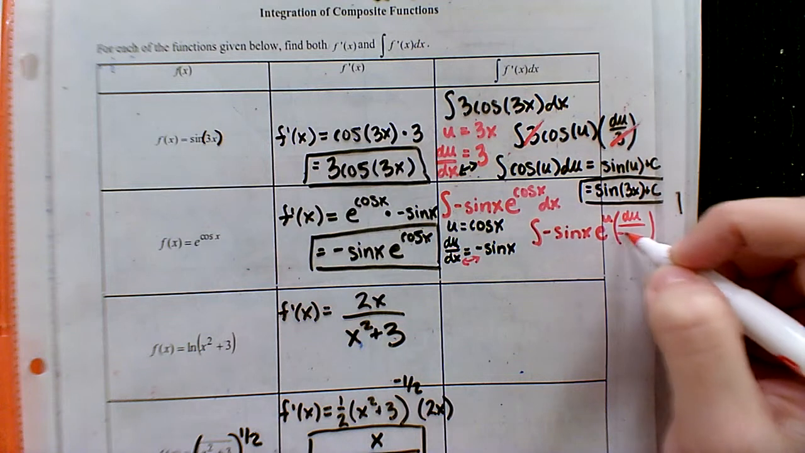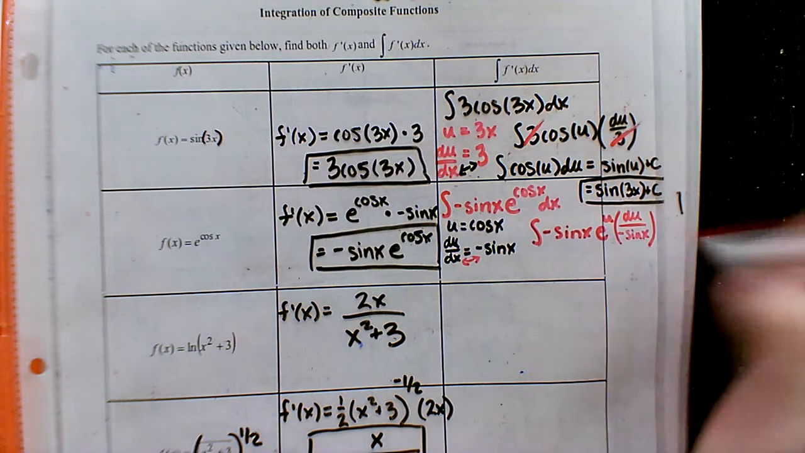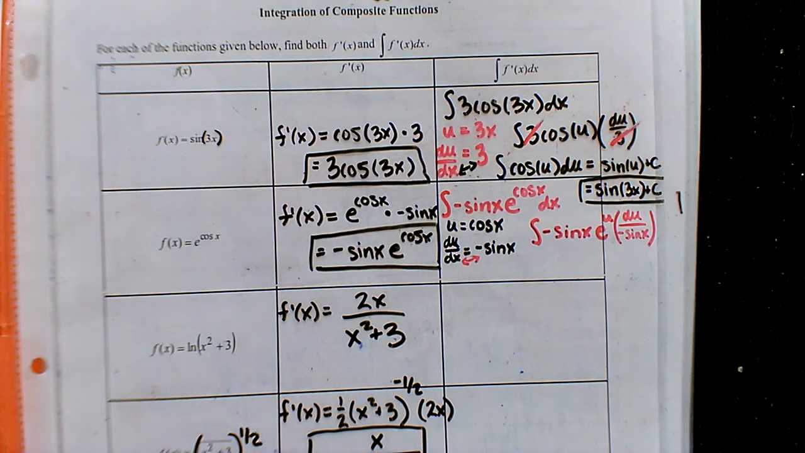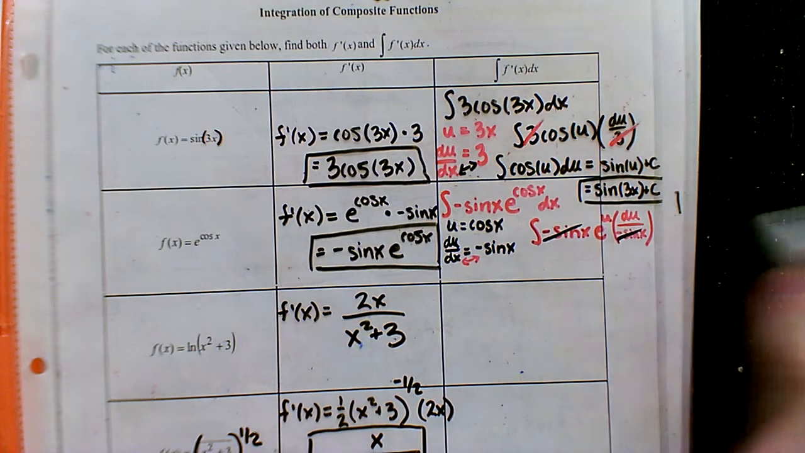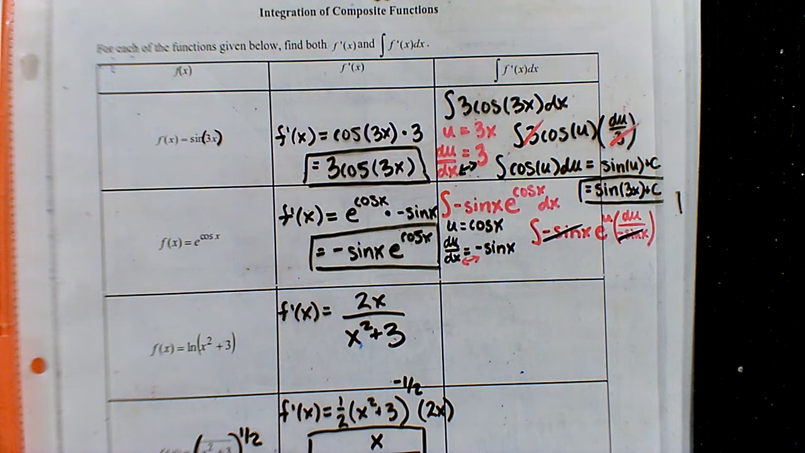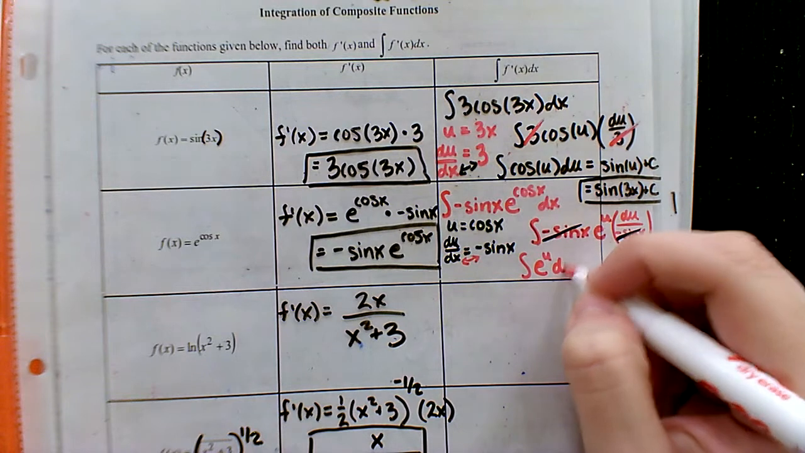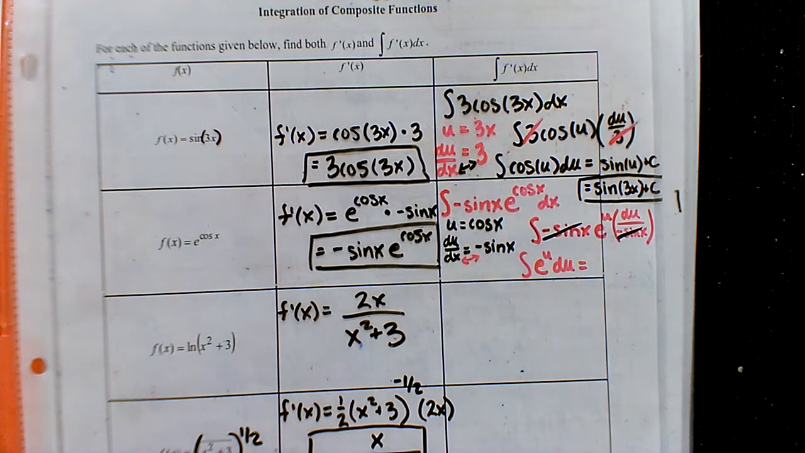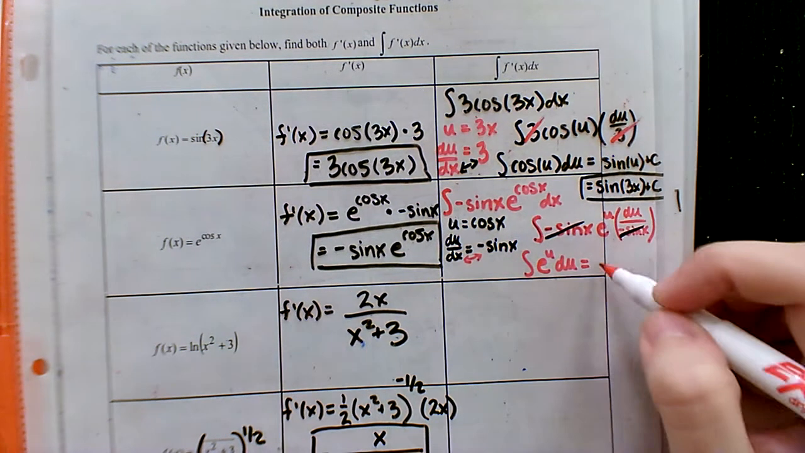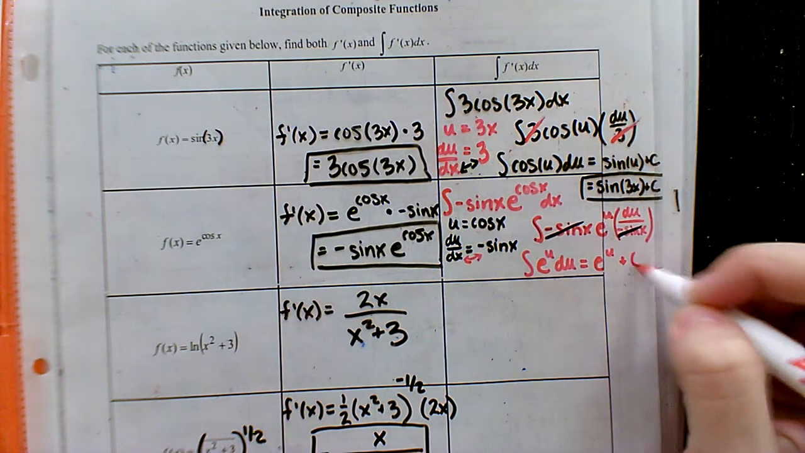So we'll have du over negative sine of x. Do you notice anything that's going to happen? Negative sine x is canceled. Okay, the x's should always go away. You should only be left with u's. That's why it's called u substitution. So what if we work backwards from just e to the u? It's just e to the u, like we did over there on the board. So we have e to the u plus c.